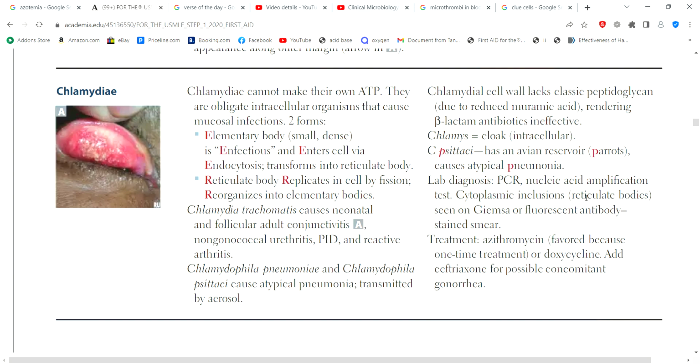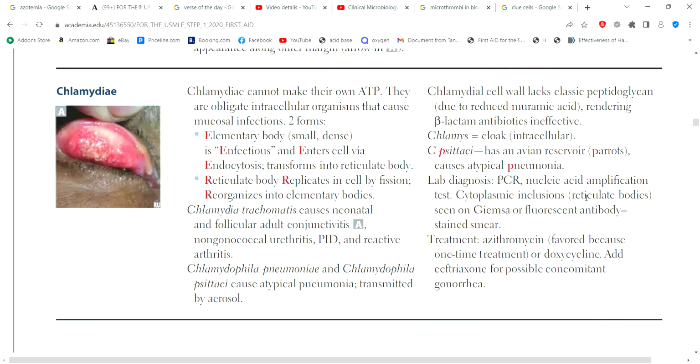Okay, so what happens is the elementary body is infectious. Chlamydia causes elementary bodies to form, and elementary bodies enter the cell by endocytosis and make a reticulate body, and the reticulate body replicates in the cell and reorganizes into elementary bodies. So you just have to know that the inclusion body of chlamydia is a reticulate body. That's all you have to know.